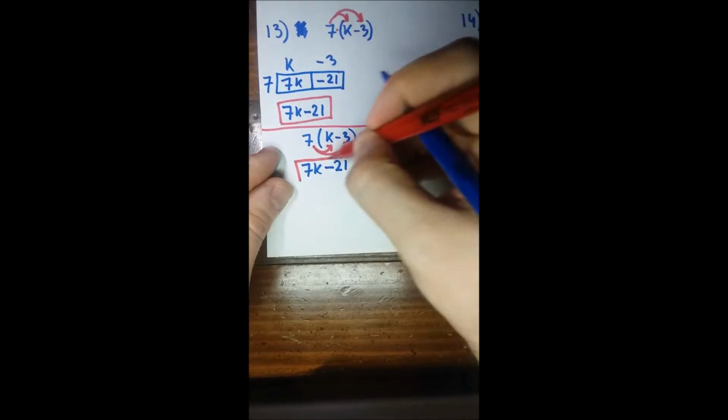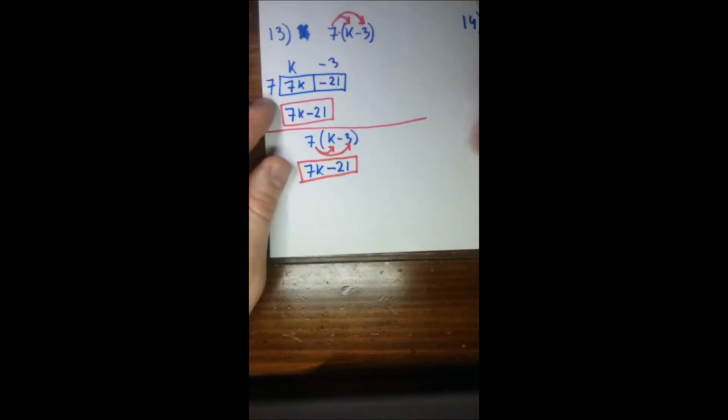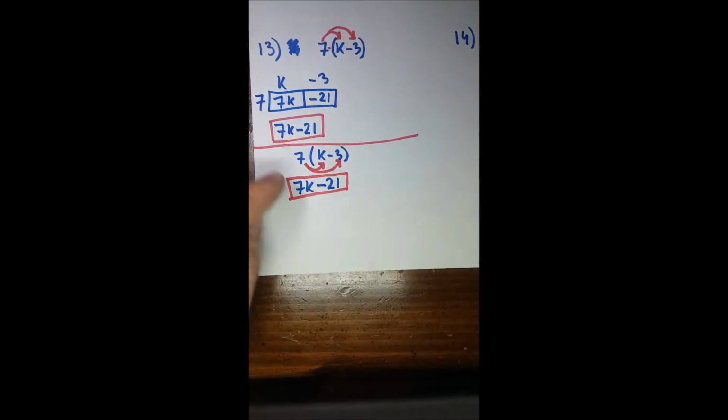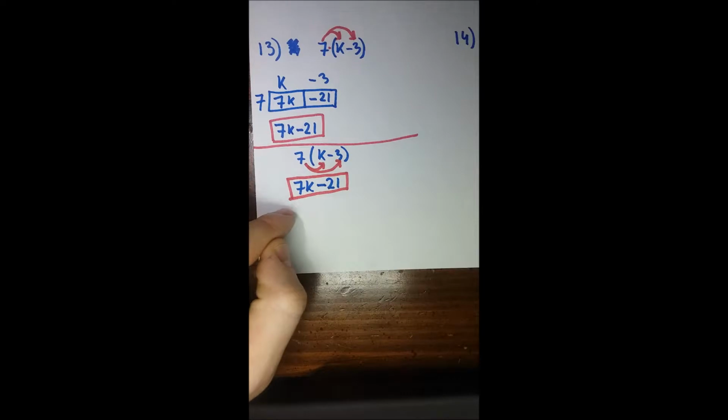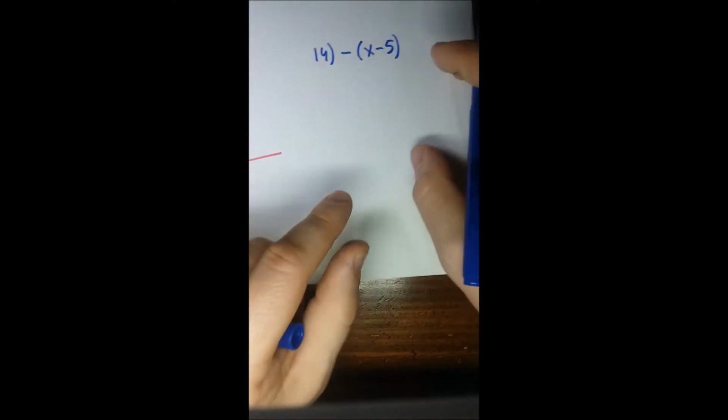Either way is fine. The box method is nice to see and visualize. If you like shortcuts and want to get stuff done quick, you can do it the second way. Okay? Number 14 is a cool problem.